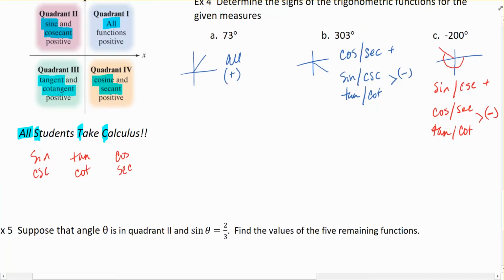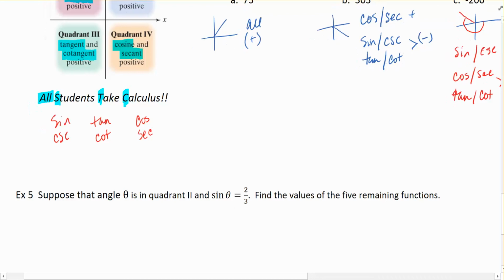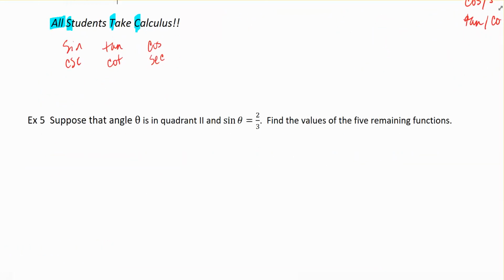So let's look at this last example. Suppose now that we have an angle theta that falls in quadrant 2, and the sine of that angle ends up being 2/3. So the function value for the sine of theta ends up being 2/3. Let's see if we can figure out what the 5 remaining values would be. So here, we have some angle theta that's over in the second quadrant.